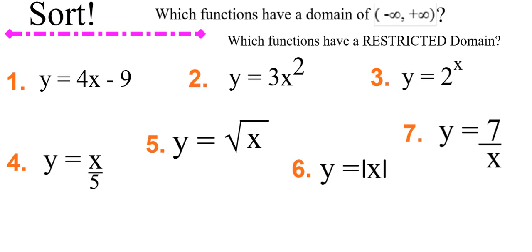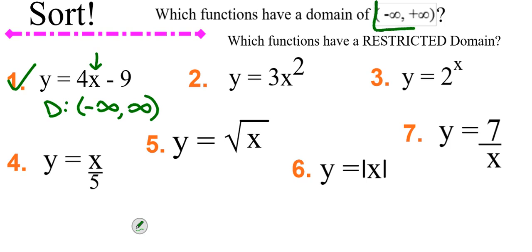So let's look at where there are no restrictions. When I look at number 1, is there anything that x cannot be? No, x can be anything it wants to be. Hence, the domain for a linear function is going to be from negative infinity to positive infinity. We'll check all of our functions that have a domain of negative infinity to positive infinity. Linears do. Quadratics do.